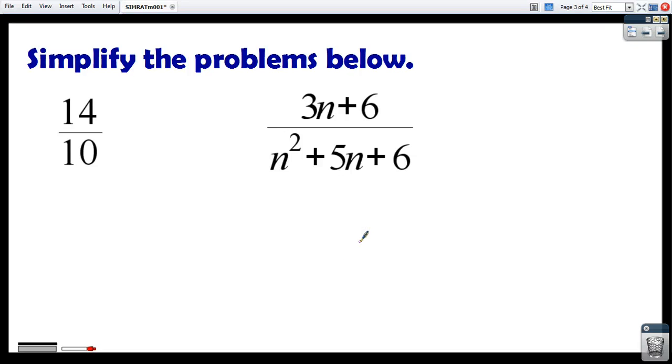Alright, let's take a look at another side-by-side example. Here we've got the fraction 14 tenths, and here we've got this rational expression. And we're going to do both in a very similar way. So, again, even though we could probably do this in our heads, we're going to show the work.